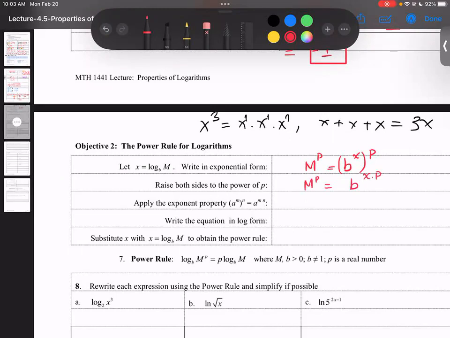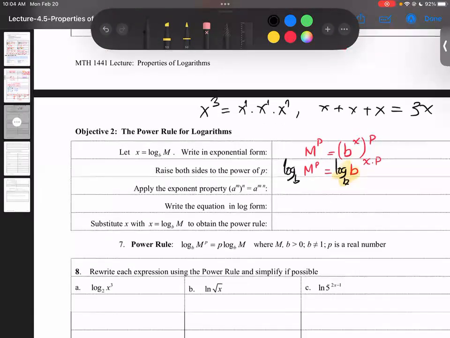And then write the equation in log form. So I'm going to take log base b of both sides. Now you can cancel that with that, right? On the left-hand side, I can rewrite it like this.